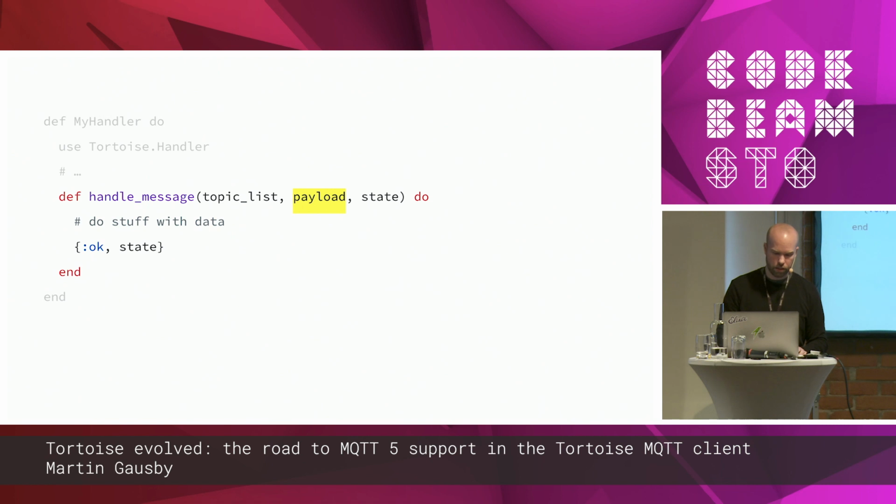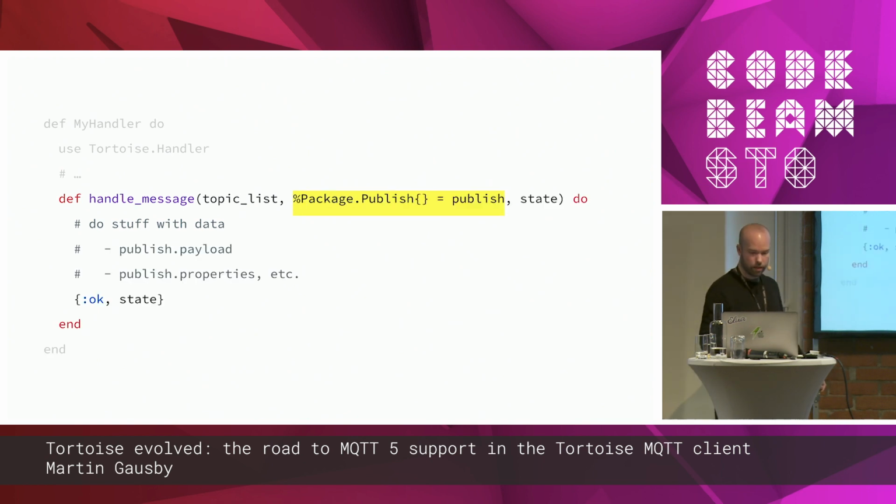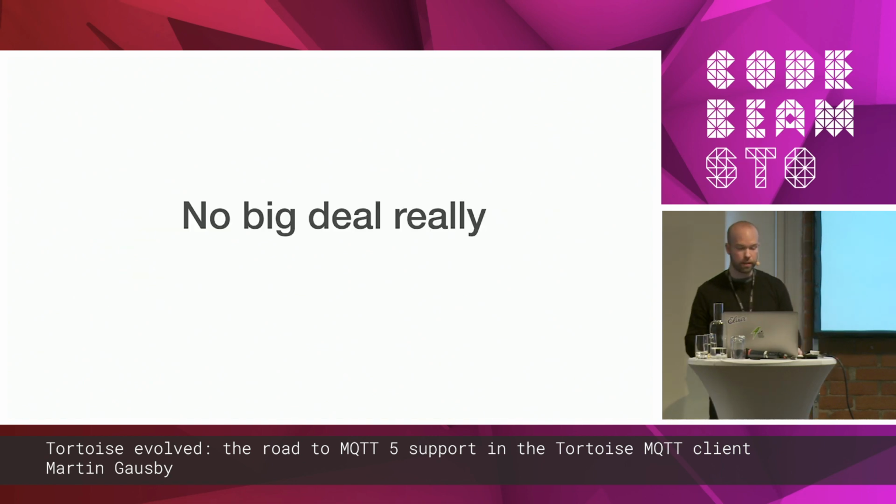It's pretty good. So when handling messages in the current version of Tortoise, we just have a payload, which is the binary. But for the new one, I need to expose my internal data structure. And this is not the biggest problem because you can just access the payload like .payload, and you can now access the new properties by saying .properties. So this is pretty cool. That's pretty good. There's really no big deal. It's pretty easy to shoehorn into the current implementation.